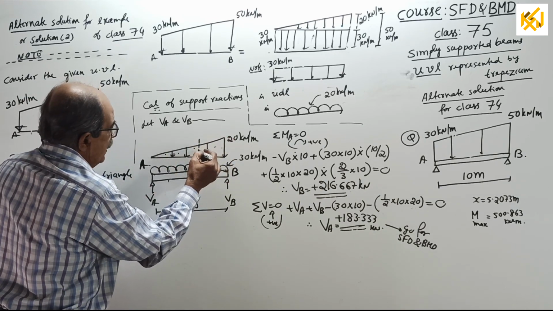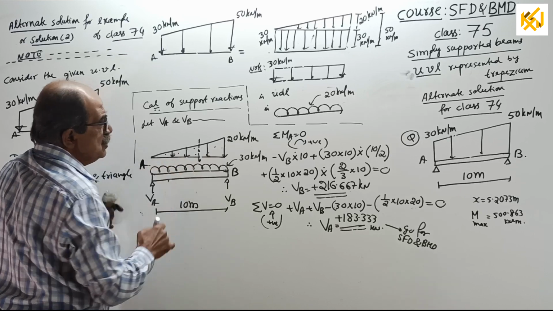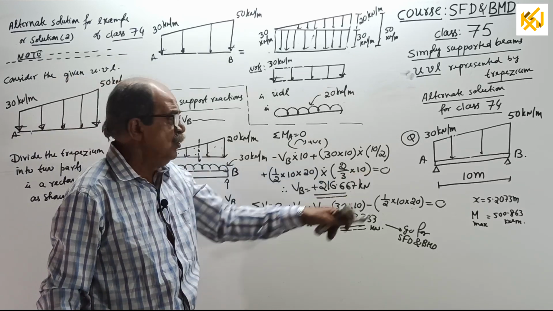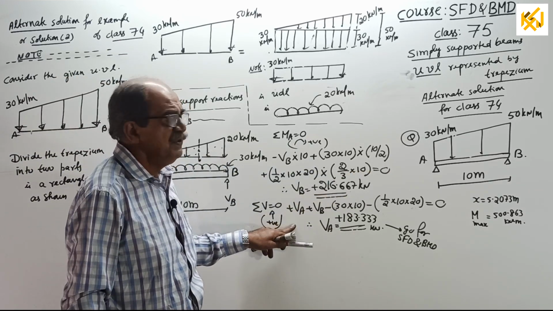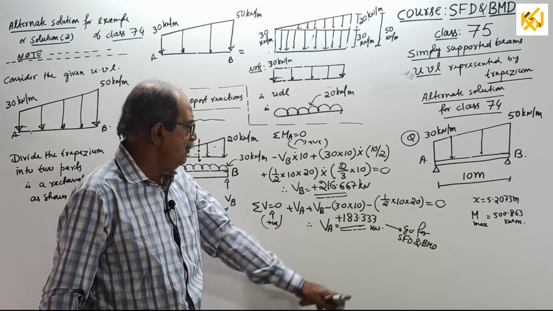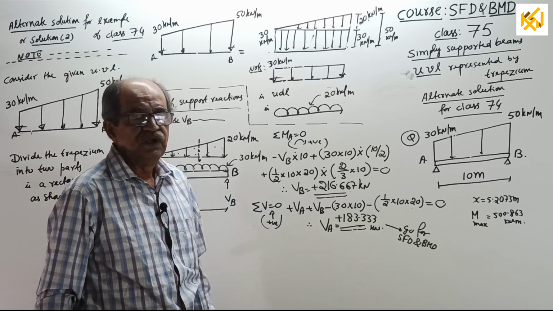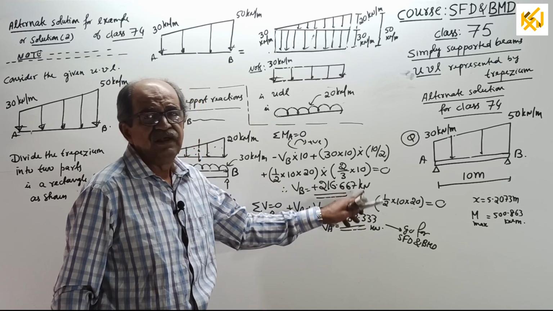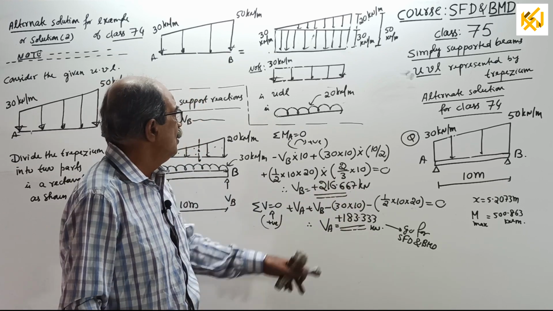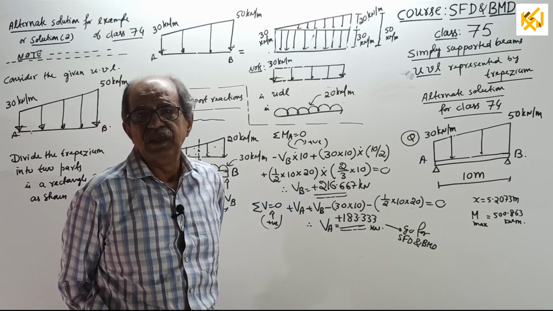It will pass somewhere here. From here to here is 2/3 of 10, equal to 0. You get VB, sigma V equals 0. I will not explain. We get the value of VA. You can make out, same as last time, what you got. Okay, now we are ready for SFD and BMD.